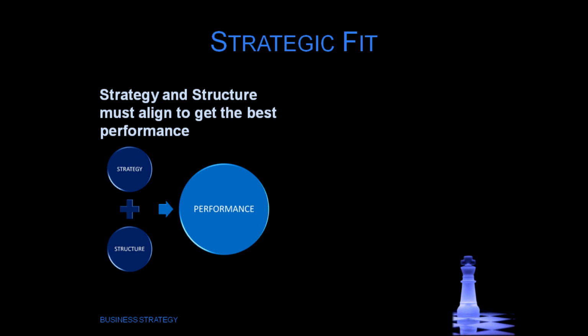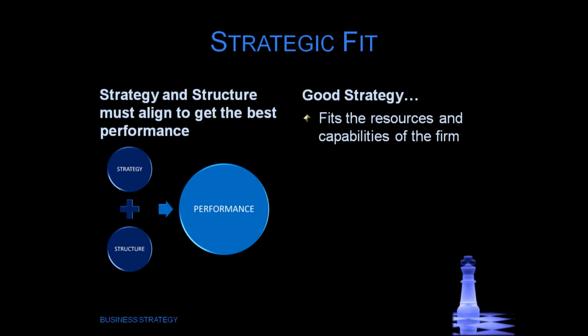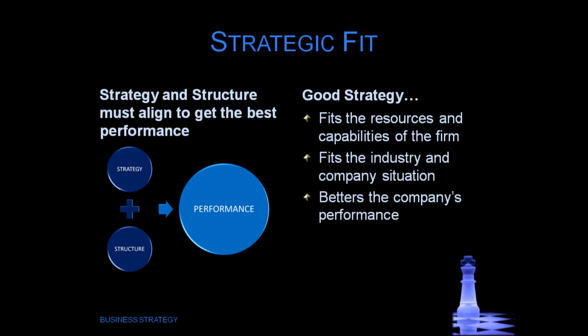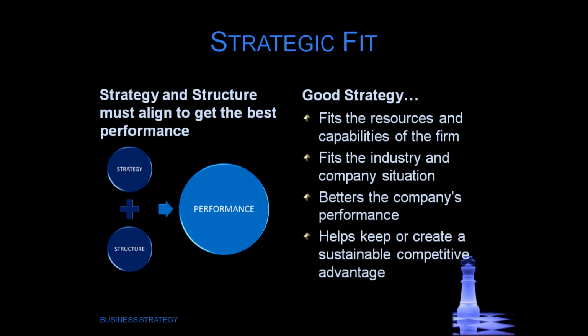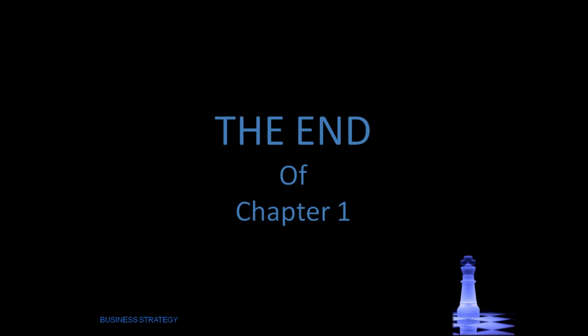Later on in the semester, we're going to talk about culture, corporate culture. And corporate culture is a great one to talk about making sure that your strategy and your structure are in alignment to get the best performance. A good strategy fits the resources and capabilities of the firm, fits the industry and the company situation, and betters the company's performance. Sometimes it helps to keep or create a sustainable competitive advantage, but it always helps keep or create a competitive advantage. That's it. That's the end of chapter 1.